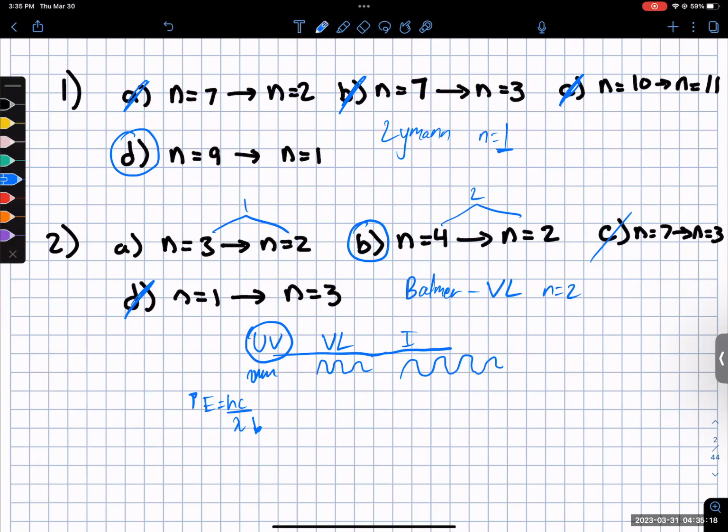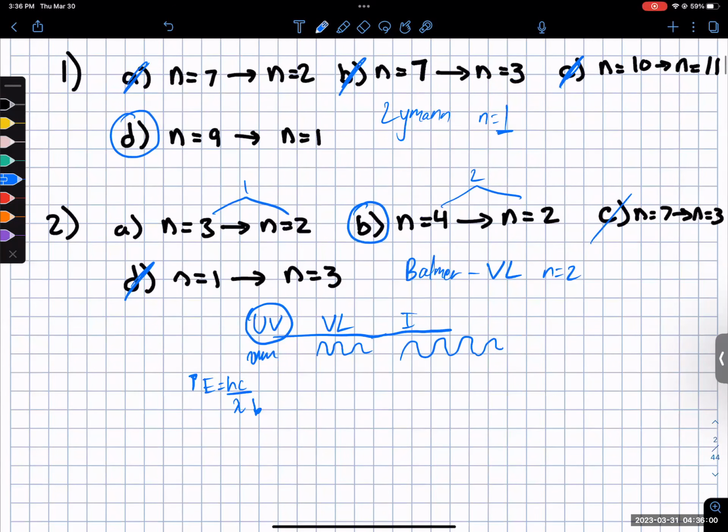And if you look at the trend, when the final n value is n equals 1, it emits a photon with the highest energy, in the UV area. When it's n equals 2, it's visible light. And when it's n equals 3, it is infrared. So we can see a trend: if the final n value was n equals 4, we can estimate that it would most likely be to the right of the infrared area, probably in the microwave region or something. So it would be even lower in energy, just based on the trend from 1 to 2 to 3.